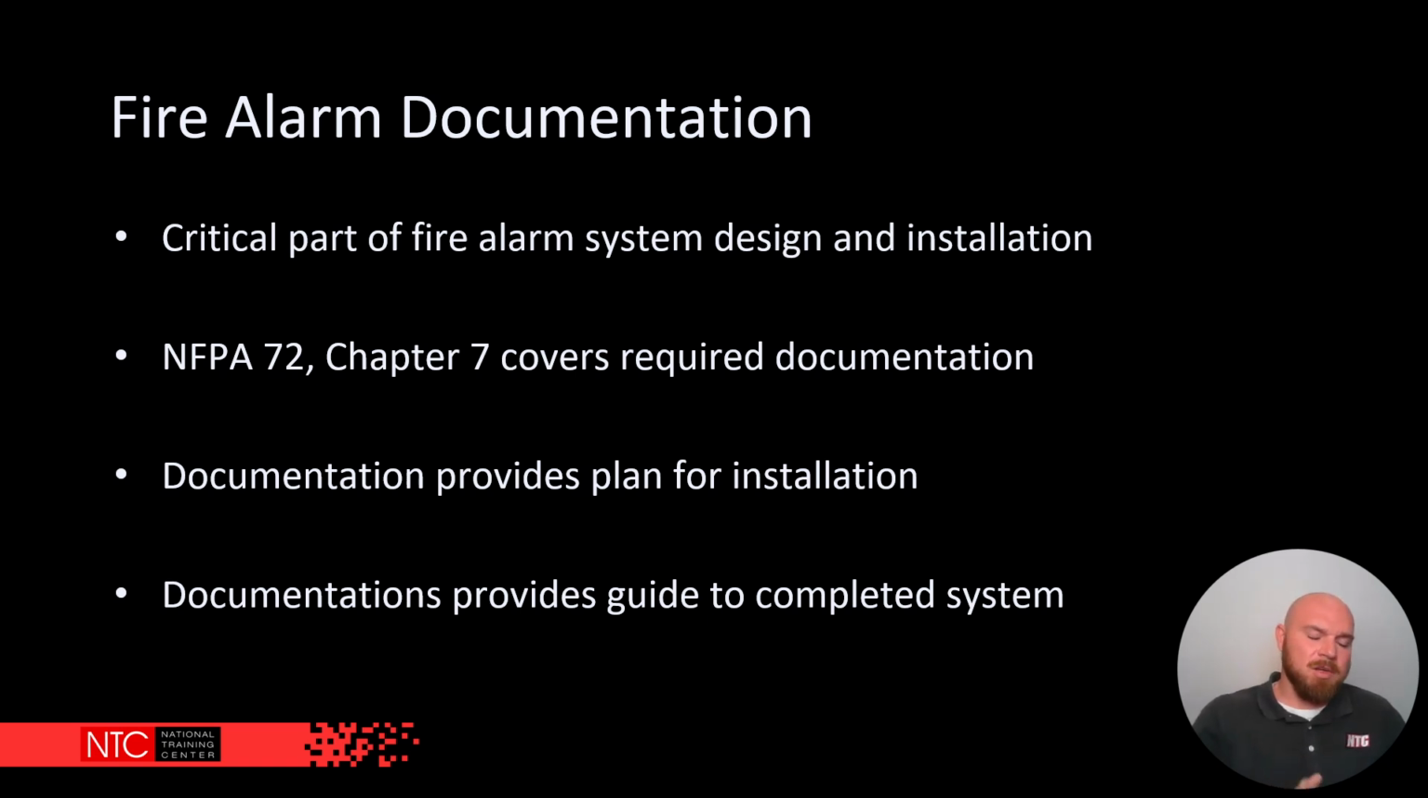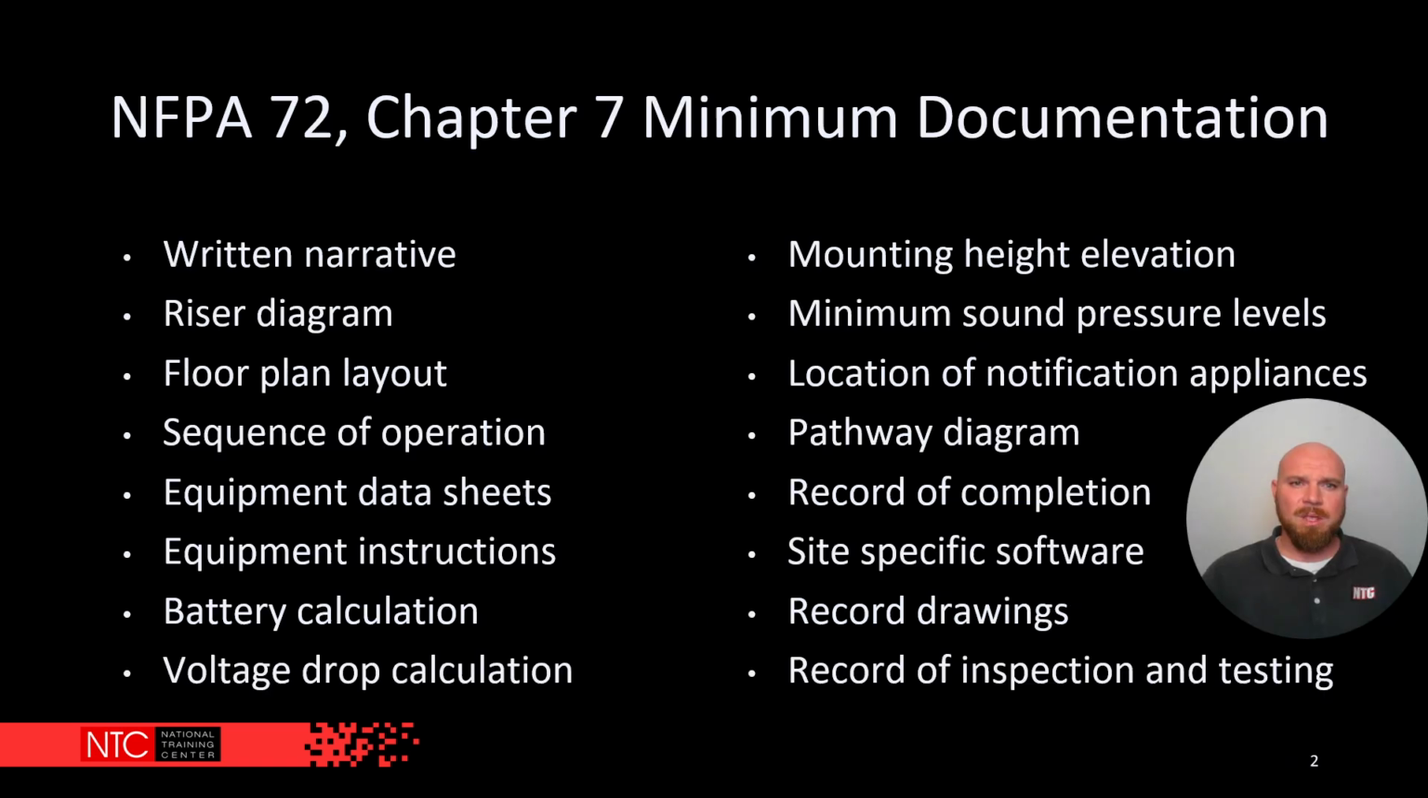As per NFPA 72, Chapter 7, this is what we're going to be looking at for the necessity of documentation of that system. Chapter 7 is going to cover all of your required documents for a fire alarm system. Documentation provides a plan for the installation, but it also provides us with a guide for a completed system and how to operate that system. Now, what I have up here is going to be what Chapter 7 requires as minimum documentation for a fire alarm system.